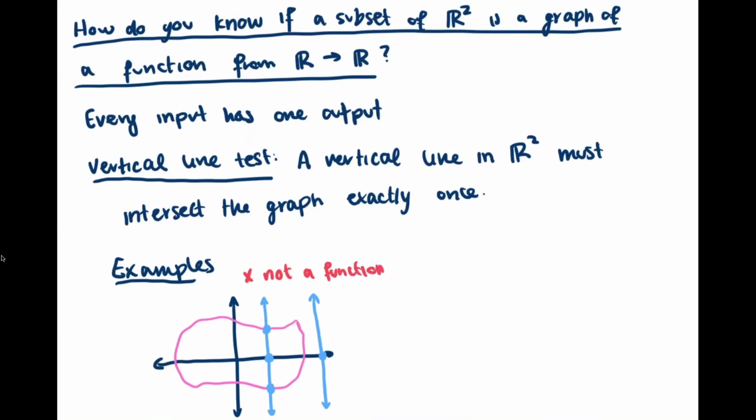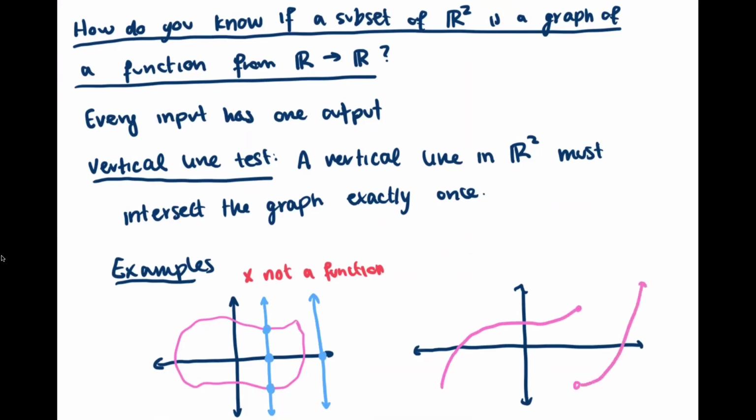On the other hand, let me draw another example. So I'm gonna have some wacky thing. Say it jumps here. So this one is okay, because if I take any vertical line and I start dragging it across here, it's always intersecting exactly once, even at this weird spot where it jumps, right? We still have that input has one output. We keep going and we have just one intersection point everywhere.